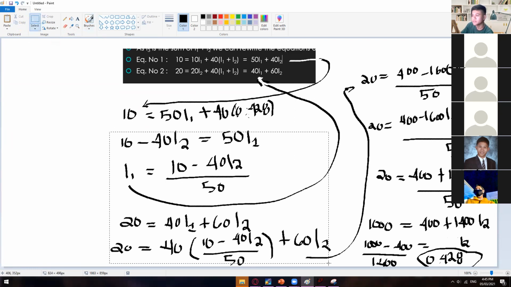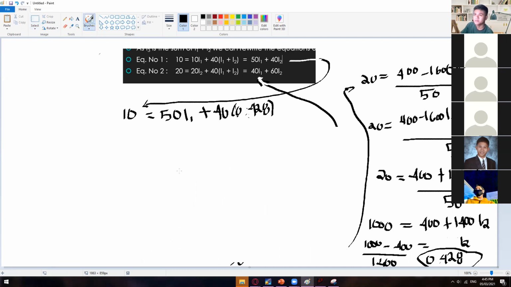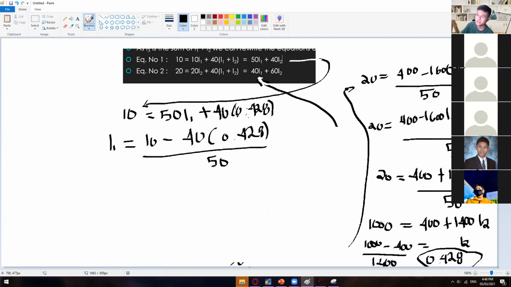So let me just, can I erase this one now? Is it okay if I will erase this one? Yes po. Okay, so from here, we can simplify this one as I sub 1 is equal to 10 minus 40 times 0.428 divided by 50. So I didn't show the complete solution anymore, but here's the simplified version of this one. Okay, so from there, you can now put this one to your calculator, so let me solve this one too. 10 minus 40 times 0.428 divided by 50.